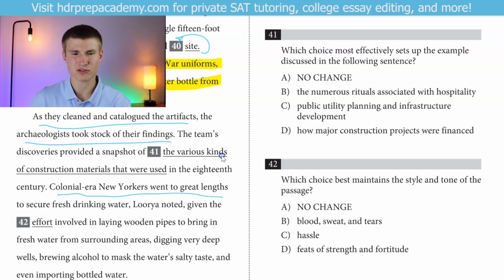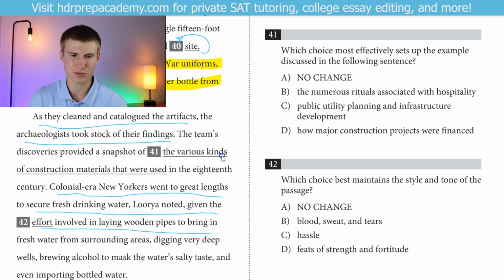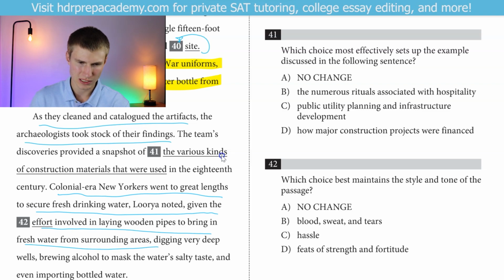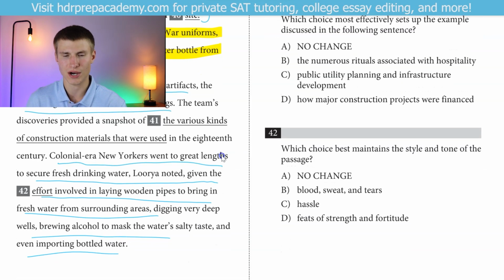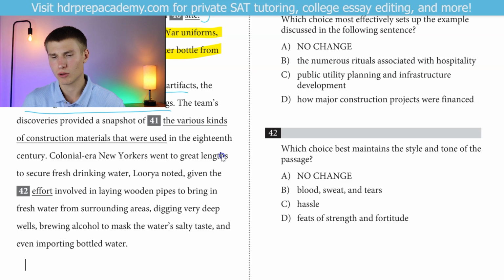Colonial-era New Yorkers went to great lengths to secure fresh drinking water, Rhodea noted, given the effort involved in laying wooden pipes to bring in fresh water from surrounding areas: digging very deep wells, brewing alcohol to mask the water's salty taste, and even importing bottled water. All right, well, what do we see in 42? We'll quickly answer that before we come back to 41.